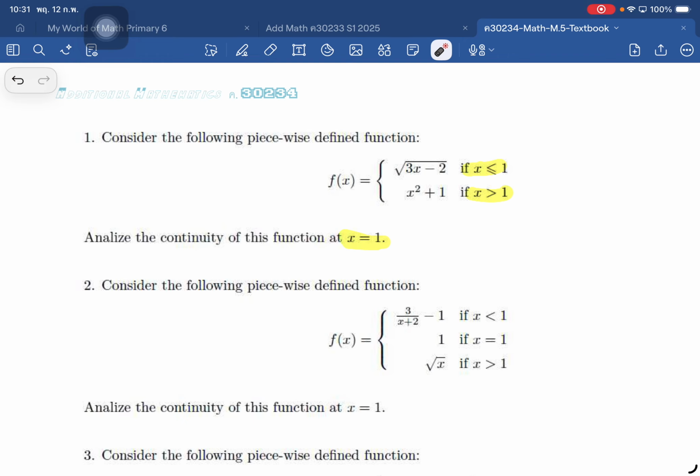The third one is almost the same. Check the left limit, check the right limit, check the function. I check the function first. f(x) equal to 1 again, so f(1) equals 1? I don't think it's 1. When you're looking for f(1), we're going to use this line, because it says less than or equal to 1.